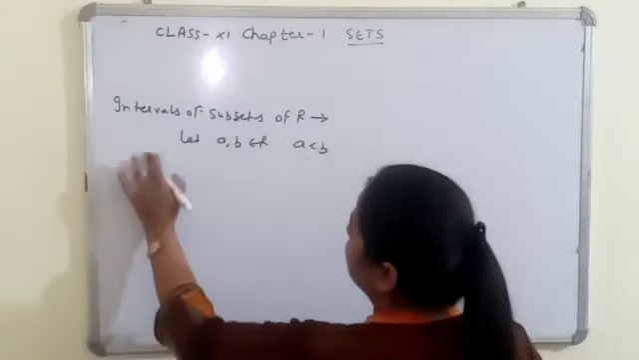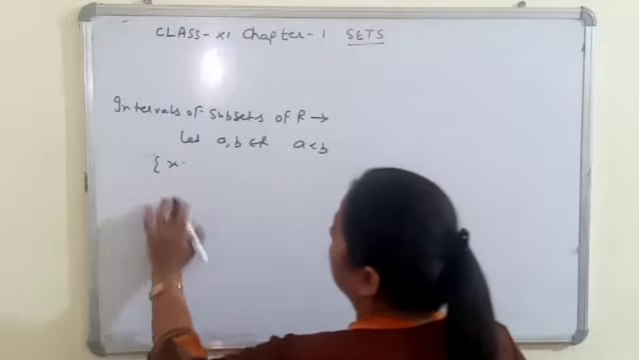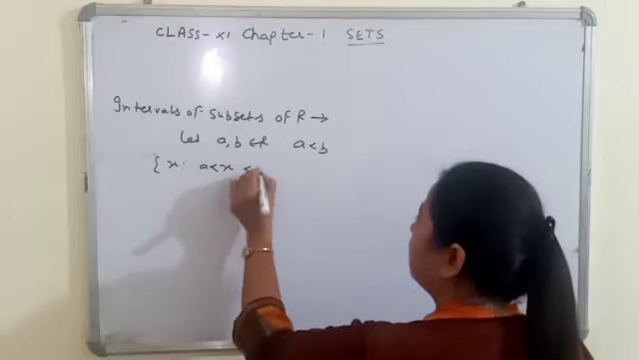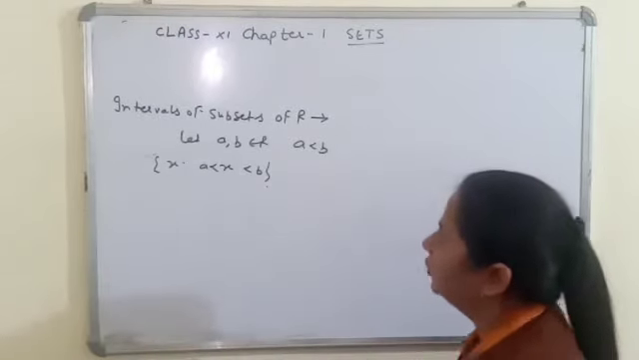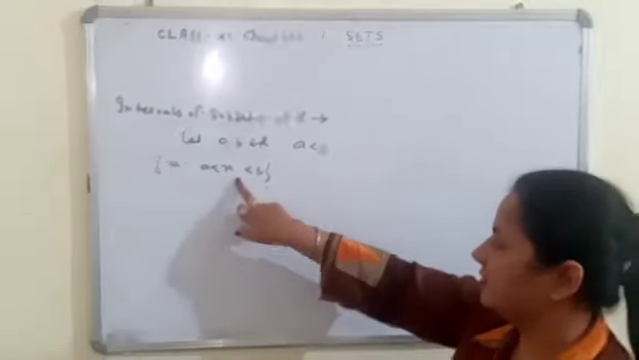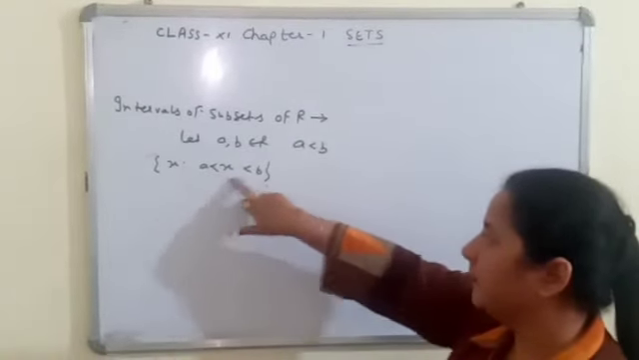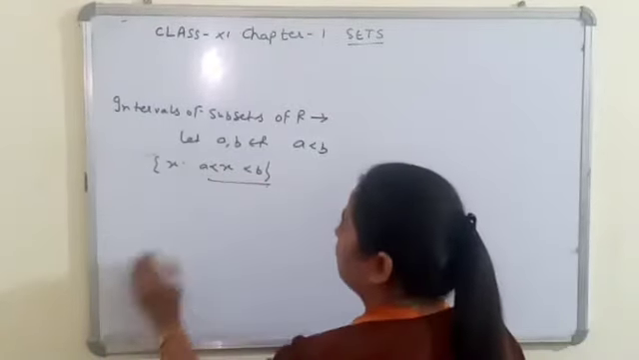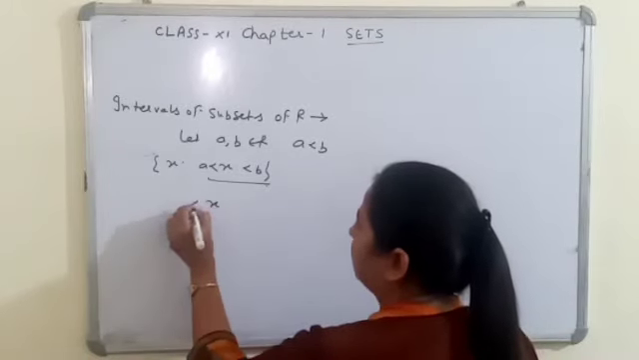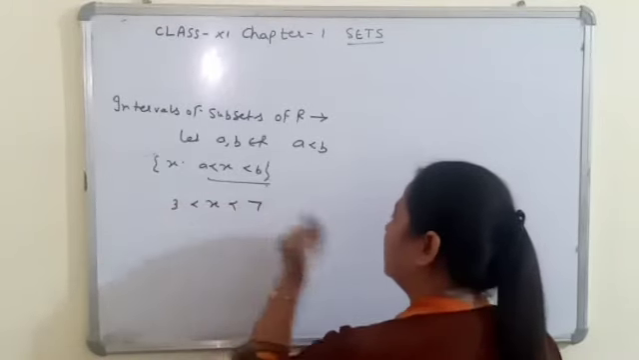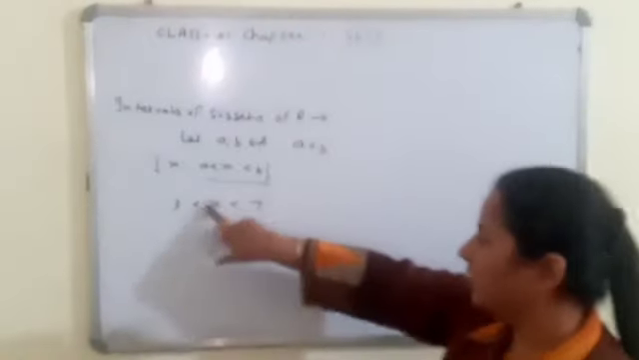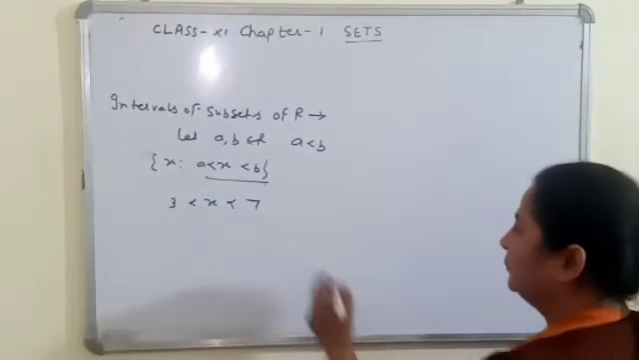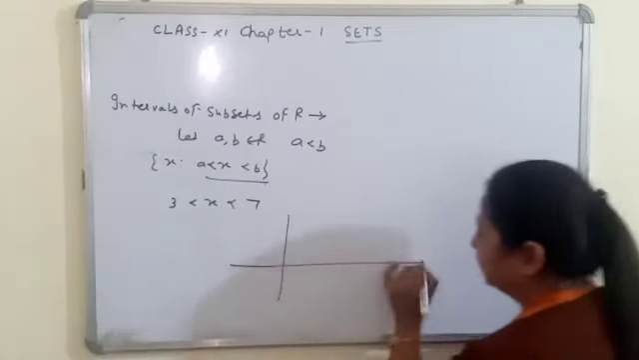Suppose there is a set in set builder form {x : x is greater than a and less than b}. Now I have to write this set in tabular form. x lies between a and b, x is greater than a and less than b. So let's take one example. Suppose x is greater than 3 and less than 7. We have to write the elements of set x in which x is greater than 3 and less than 7. So let's draw it on the number line.